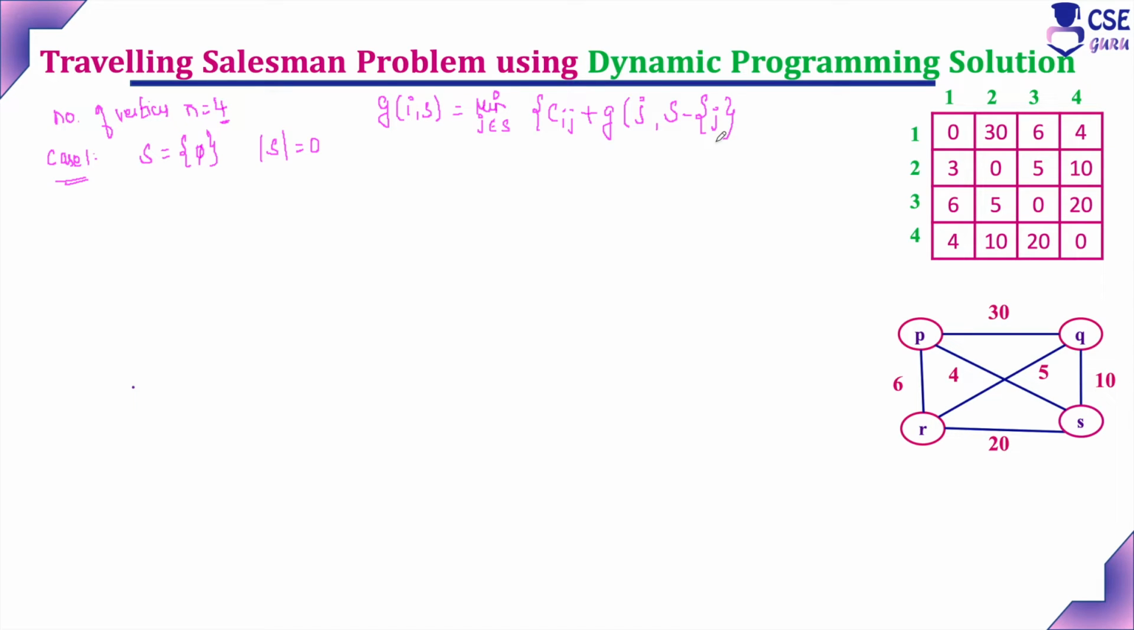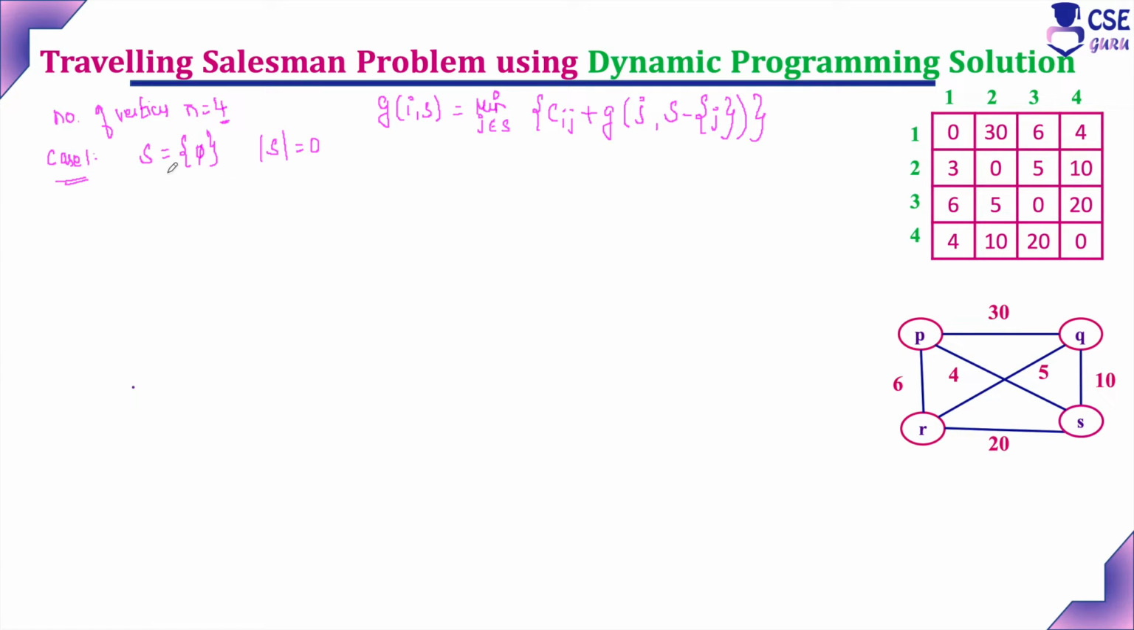After visiting the jth city, we need to subtract it from the vertex set because the salesman has to visit each city exactly only once. That is the meaning. Okay. And this is the function we will implement throughout this dynamic programming approach.